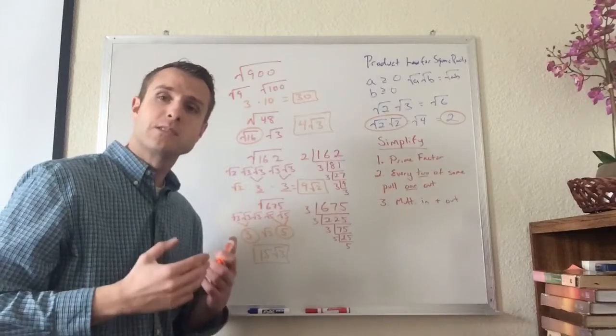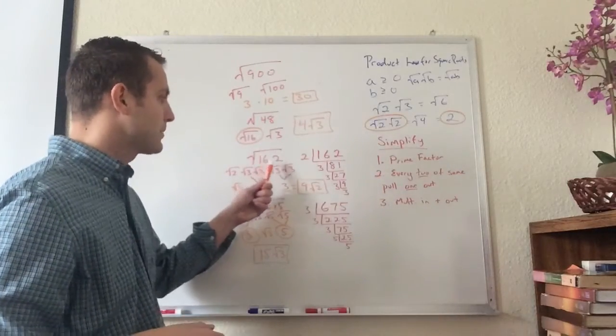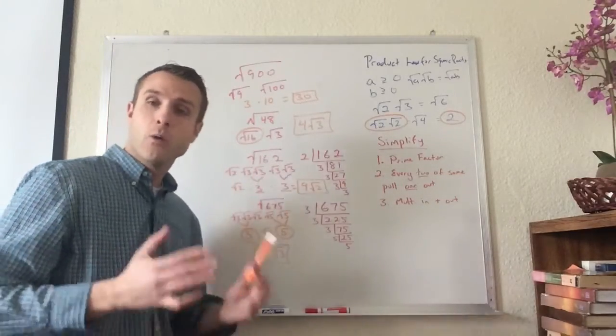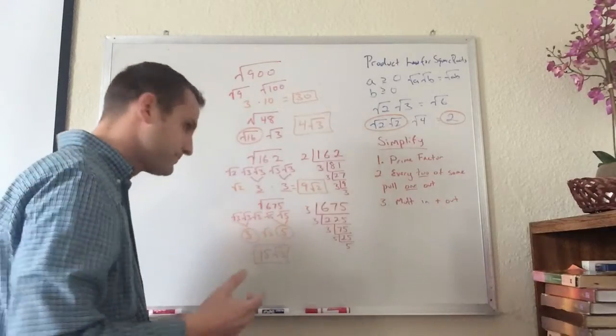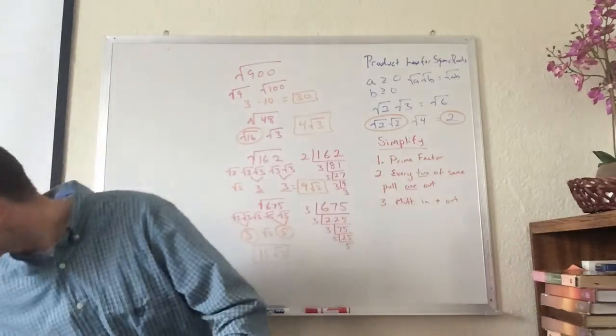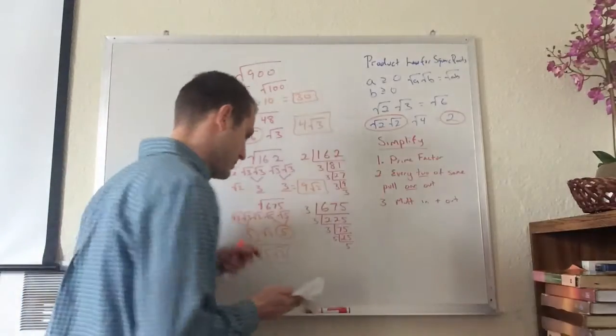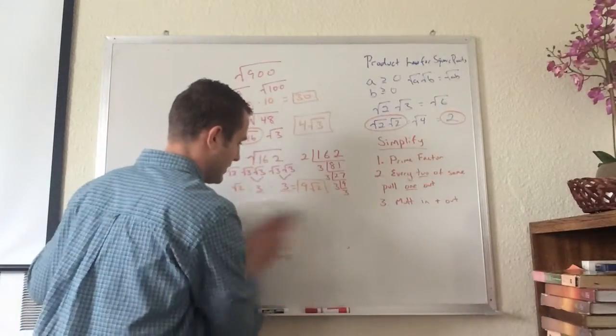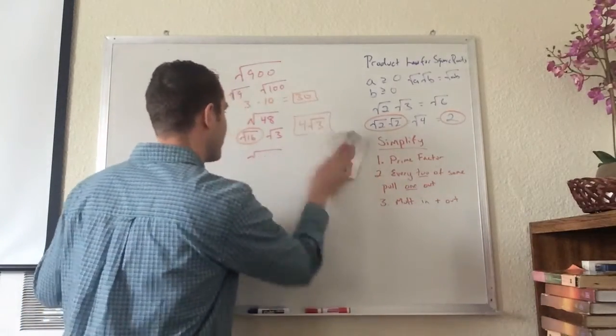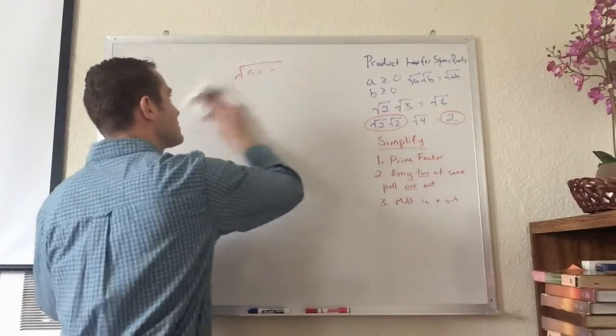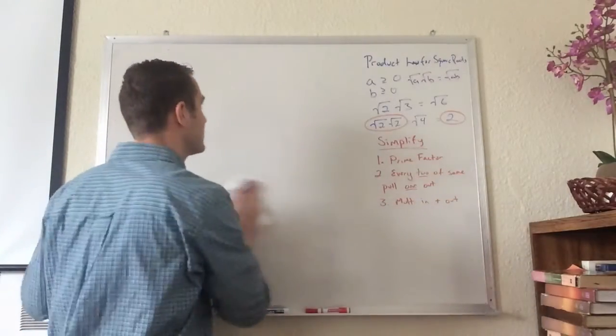Now, how about if, instead of having one big number that I have to break up into small numbers, what if I'm multiplying radicals? So let me show you an example of this. And let's look at another example of when we're multiplying radicals.